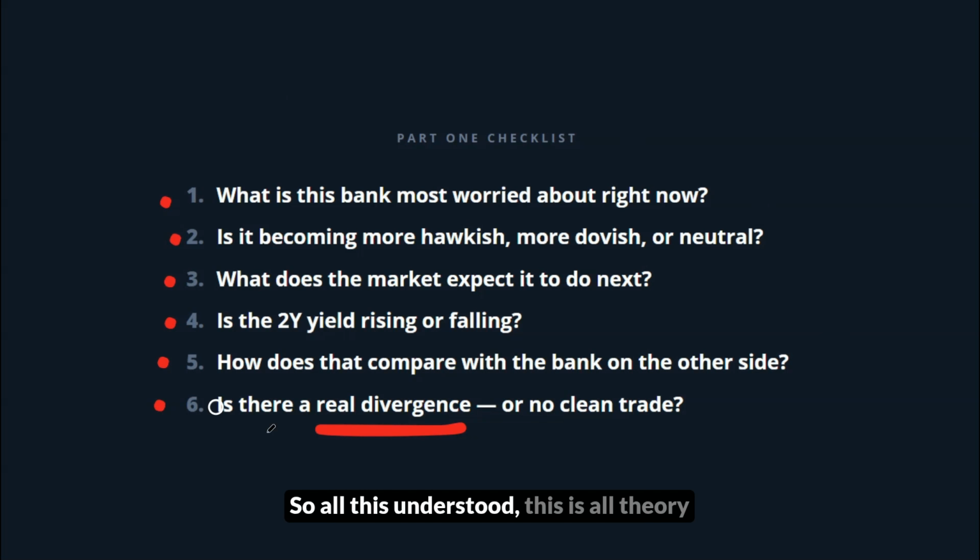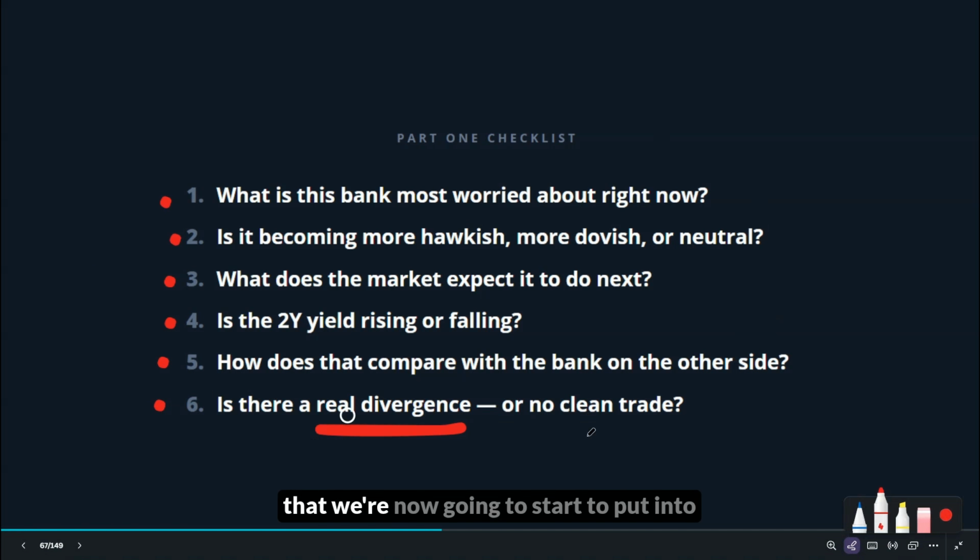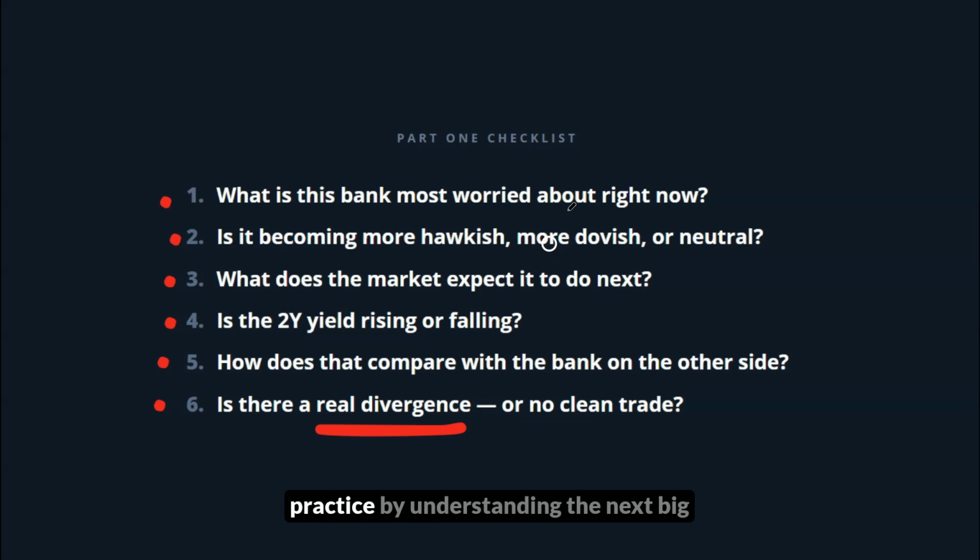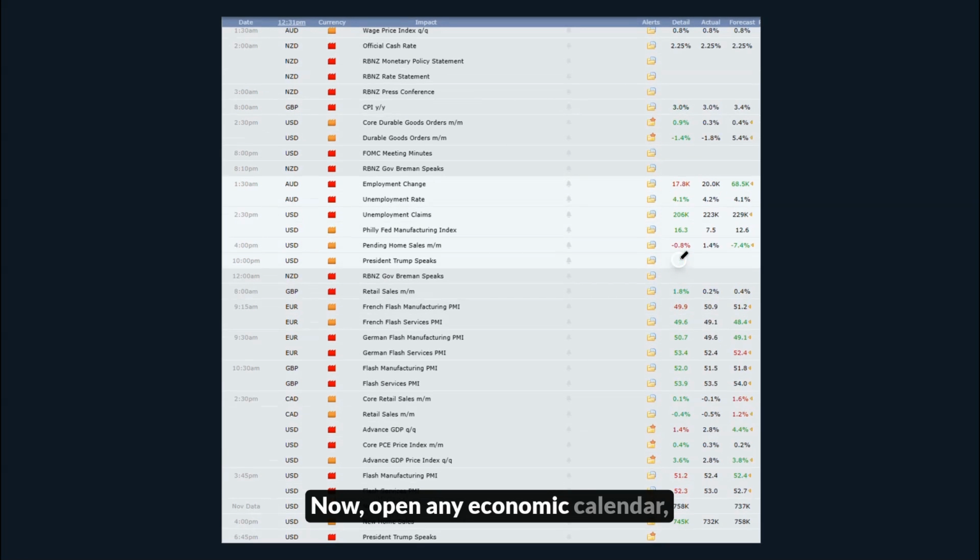So, all this understood, this is all theory that we're now going to start to put into practice by understanding the next big important part, which is economic data. Now, open any economic calendar, in this case Forex Factory, and look at a normal week. You may see manufacturing, services, construction numbers, confidence index, trade figures, housing data, speeches, inflation releases, unemployment reports from all sorts of countries. Now, what does the beginner do? He looks at this calendar and assumes that becoming good at fundamentals means learning to understand and react to all of this.